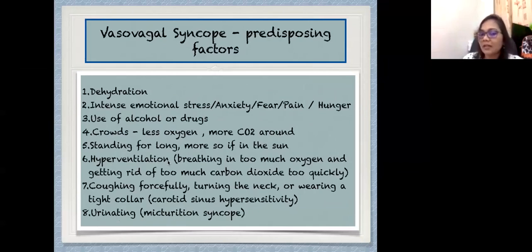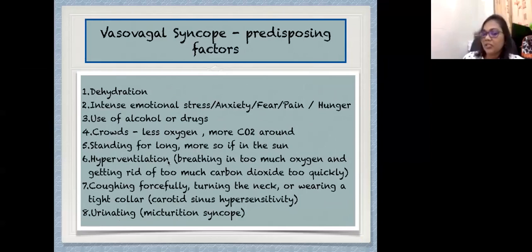So that is another common situation. And then another common history is that children standing in school assembly for a long time. So standing for long, especially in the sun, precipitates vasovagal. And hyperventilation can precipitate vasovagal, and sometimes it is associated even with coughing or urination.